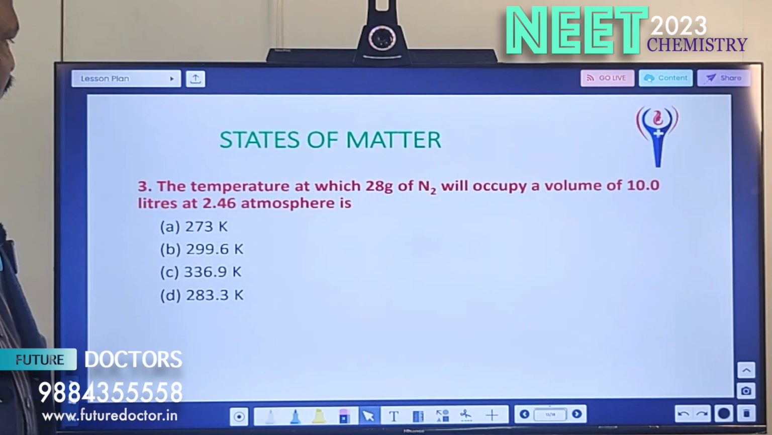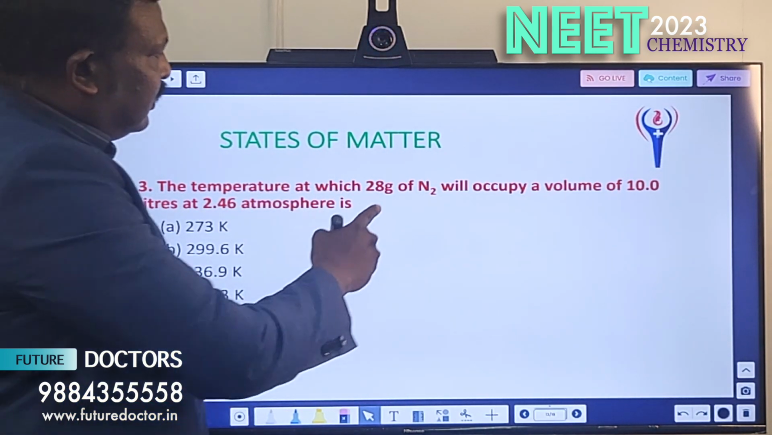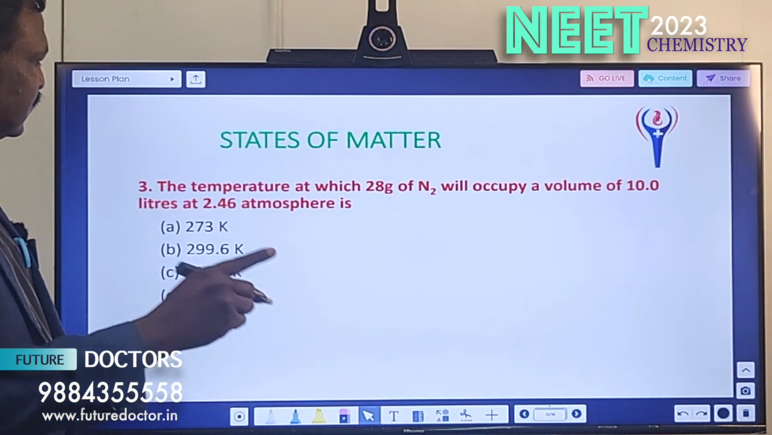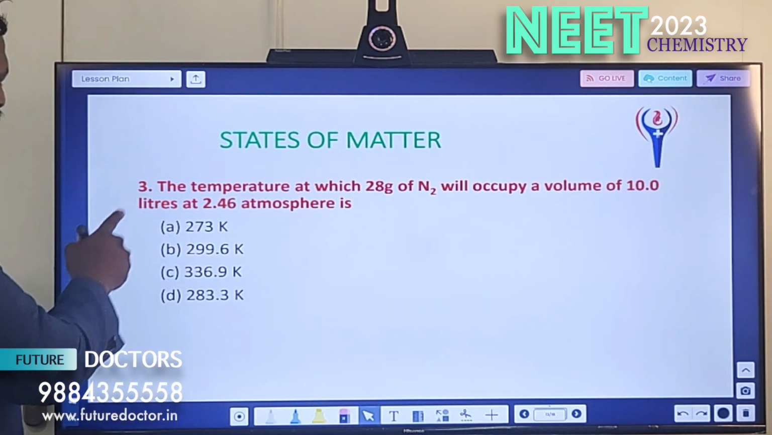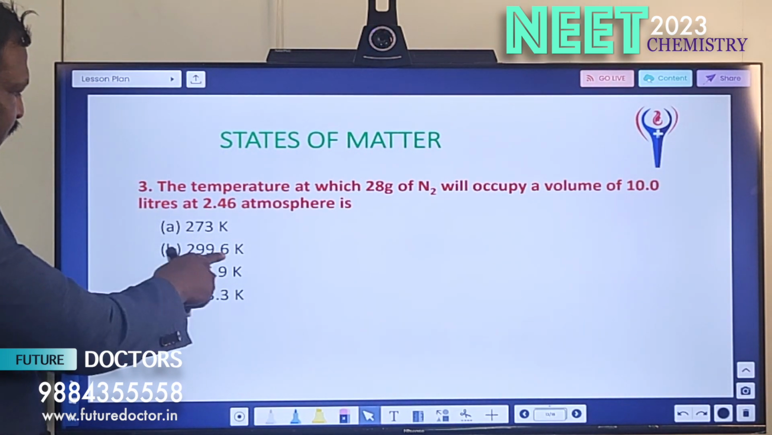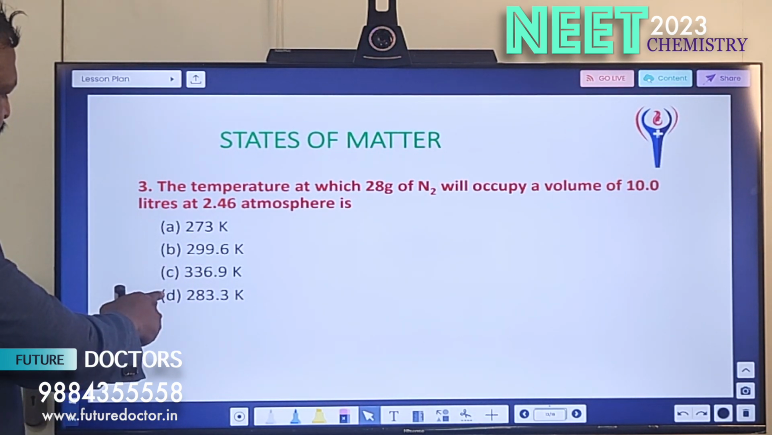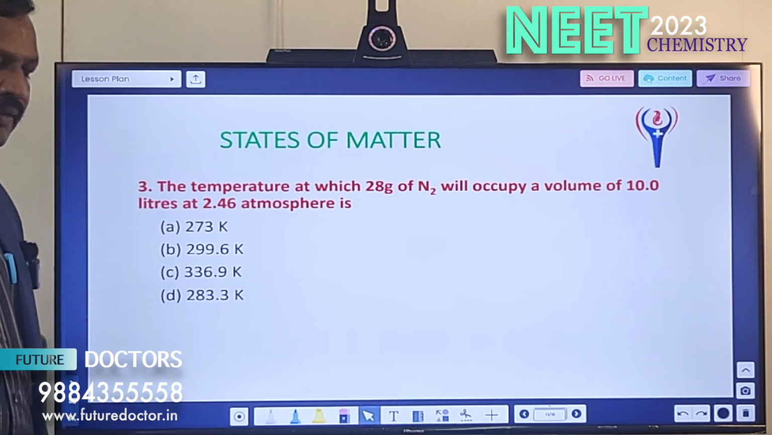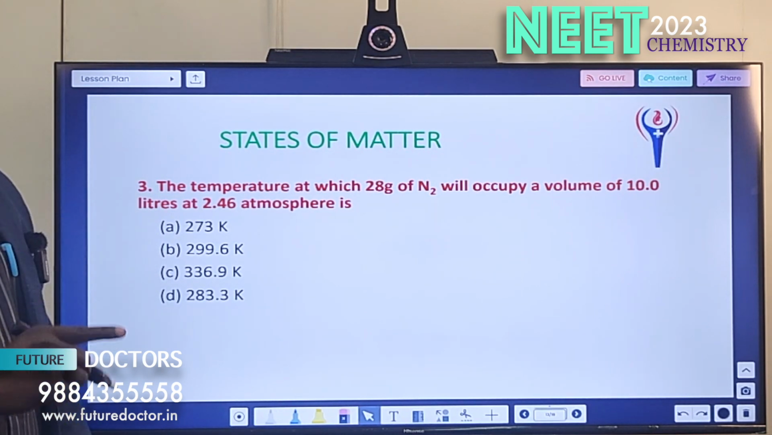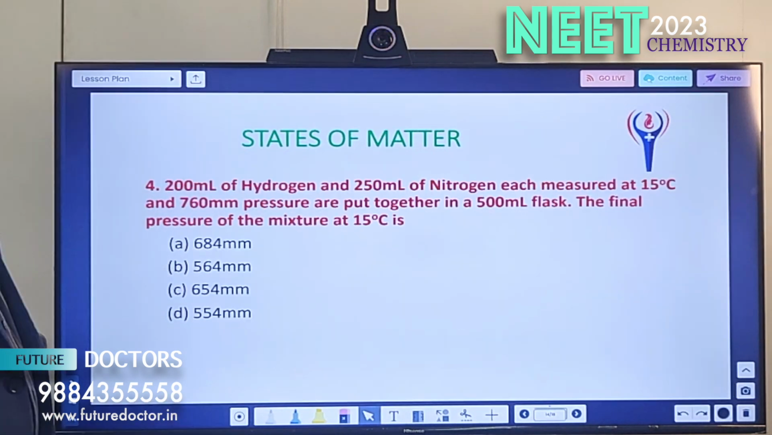Now see the third question. The temperature at which 28 gram of N2 will occupy a volume of 10 liters at 2.46 atmosphere is dash. Option A 273 Kelvin. Option B 299.6 Kelvin. Option C 336.9 Kelvin. Option D 283.3 Kelvin. This is the ideal gas equation you studied, PV is equal to nRT. This sum is based upon this. If you know this, you can solve these sums. Understood?